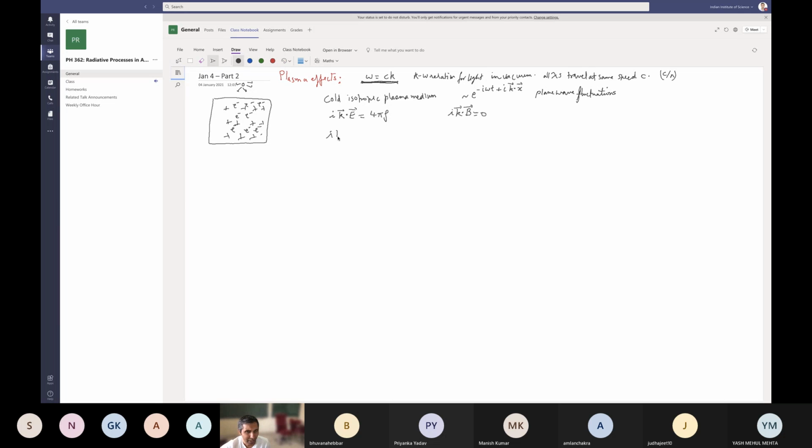You have i k cross E, so del cross E equals i omega by c B. This is just the induction equation. Then i k cross B equals 4 pi by c J minus i omega by c E. This is the displacement term, and this is Ampere's law. So the difference is that rho and J are non-zero because of this plasma.